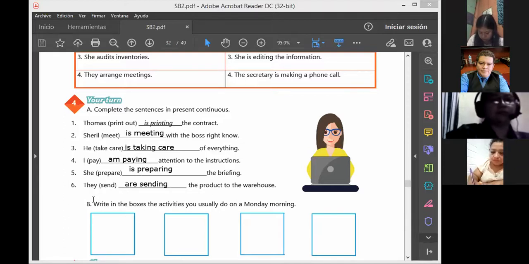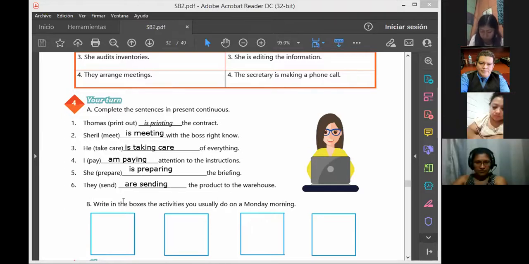Okay. Now, what are we going to do? This is very important because if we want to write an email and do the activity that I needed you to do, you have to write in these boxes that you have here 1, 2, 3, and 4 activities that you usually do on a Monday morning, okay? Write in the boxes the activities you usually do on a Monday morning, okay? So what is the question here?